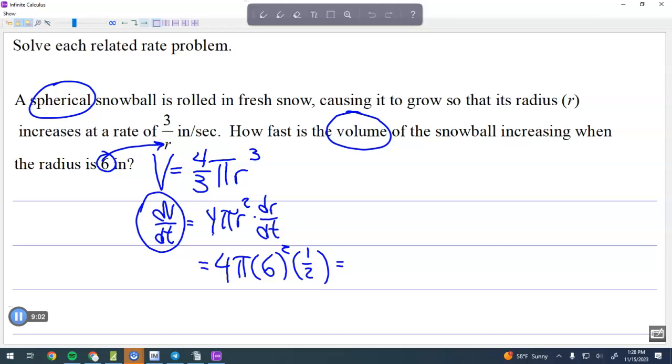So yeah, first of all, you can leave it. There's no reason you have to get involved in that if you don't want to. But 6 squared is 36. Half of 4 is 2. So 2 times 36 is 72 pi. What label here? 3-dimensional, right? We have volume. So it's inches cubed per second. Per second, because we're looking at a rate of change of volume. And the cube is because it's 3-dimensional.